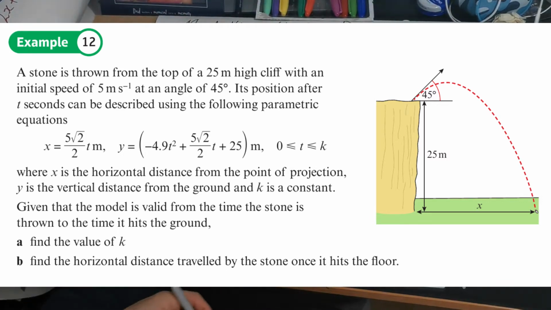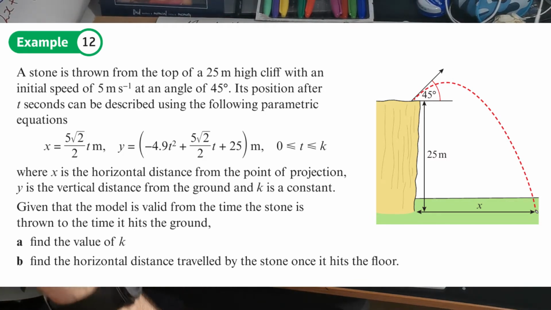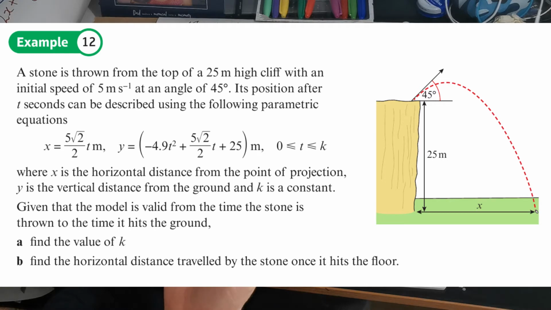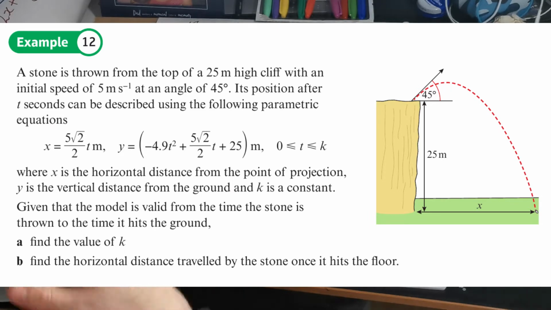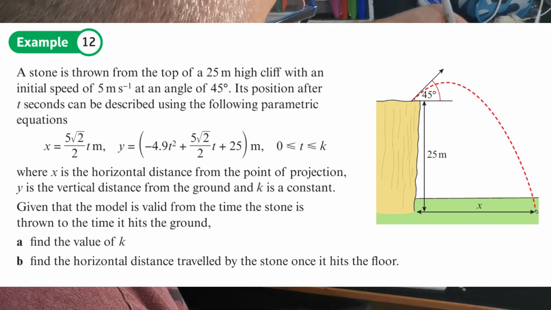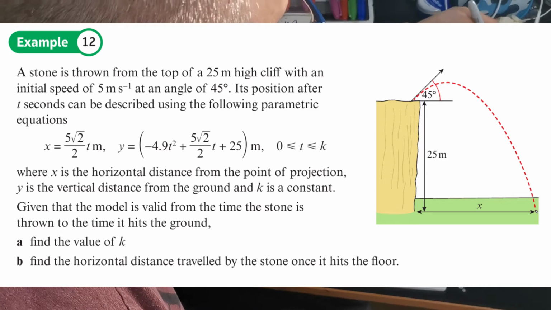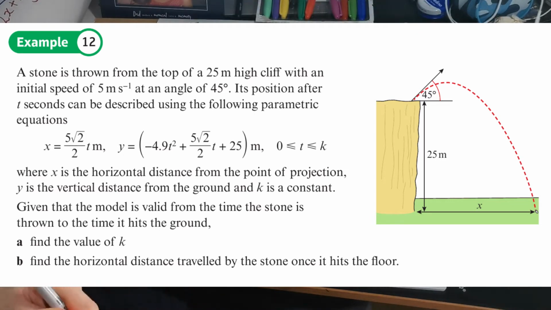And it says where x is the horizontal distance from the point of projection, so it's how far you've gone horizontally, and y is the vertical distance from the ground. You'll notice that when time is 0, that y formula is just 25 because the first two bits have disappeared. So adding 25 on the end is really what's telling us that it's starting 25 metres up in the air. And the time is between 0 and a constant k.